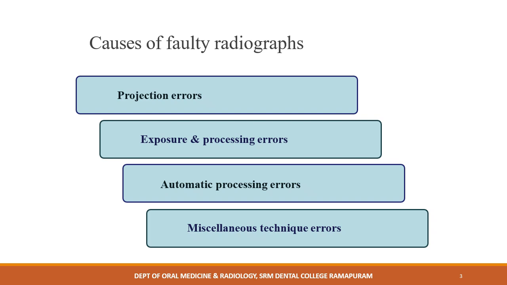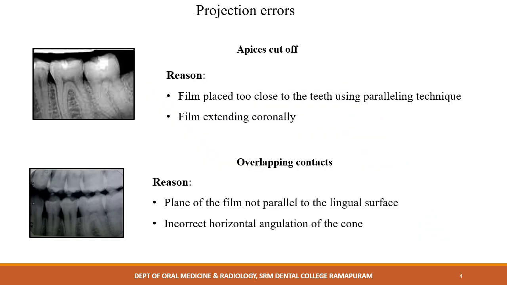These are the common causes of faulty radiographs, which include projection errors, exposure and processing errors, errors that occur due to automatic processing of films, and miscellaneous technique errors. The common projection errors are the apex of the teeth being cut off. This can occur when the film is placed too close to the teeth while using the paralleling technique, or when the film is placed too coronally.